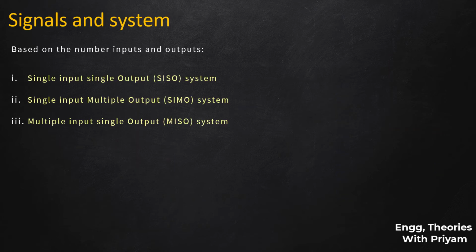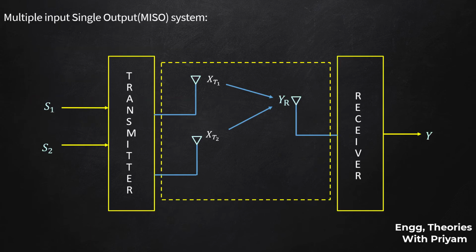Multiple input single output system or MISO system. This is the block diagram of the MISO system. In the MISO system, there can be multiple transmitting antennas from which signal can be sent, and there is only one receiving antenna to receive the signals incoming from the multiple transmitting antennas, which means that there are different sources available, but there is only one destination available. Here, transmitting antennas are XT1 and XT2, receiving antenna is YR, and the input signals are S1 and S2. Output from the receiving antenna is Y.